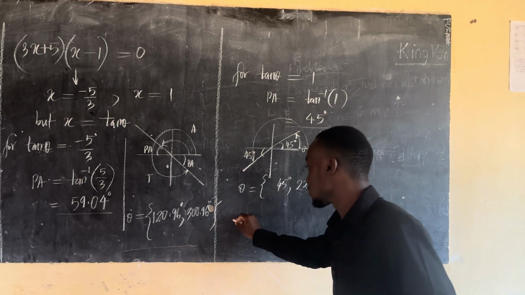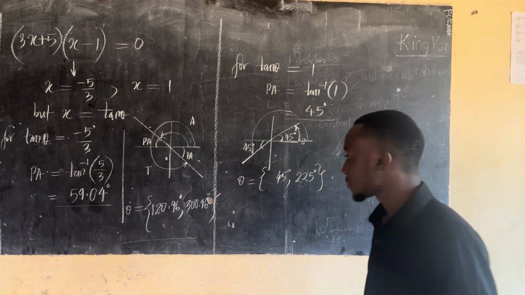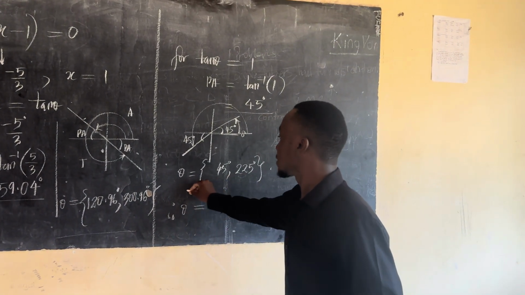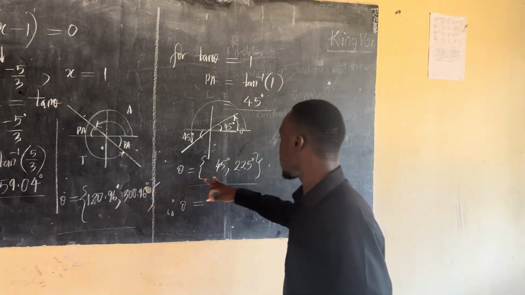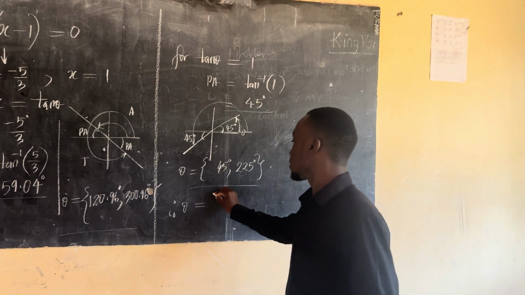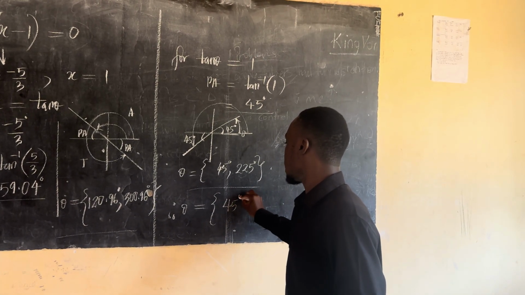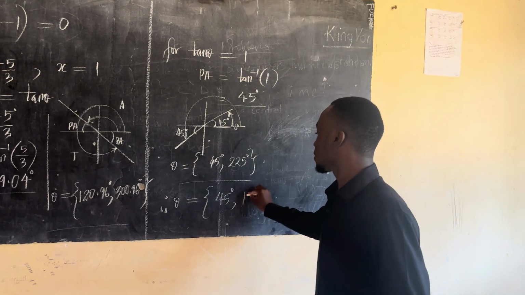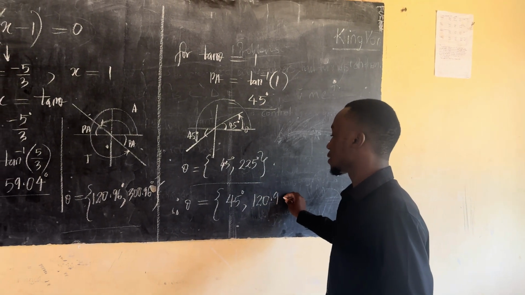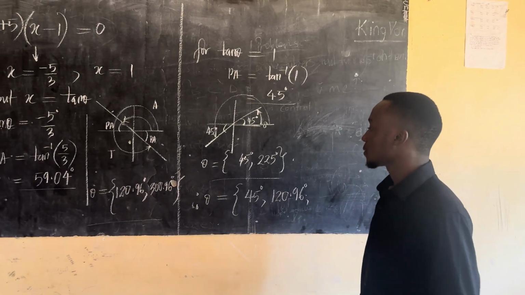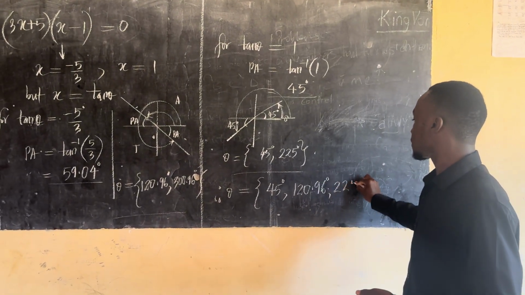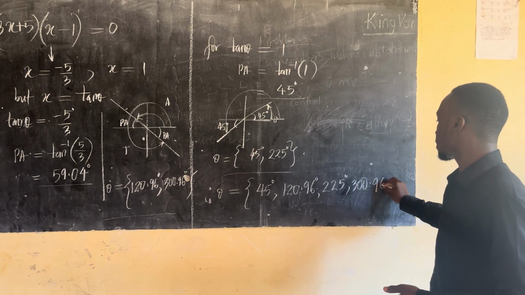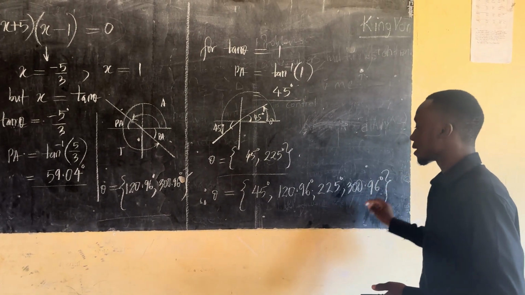And so from that you will conclude finally that therefore our theta is the collection of these solutions written in a given order. Let us use ascending. So we start with this one, followed by 120.96, followed by 225, and 300.96. So these are our solutions.